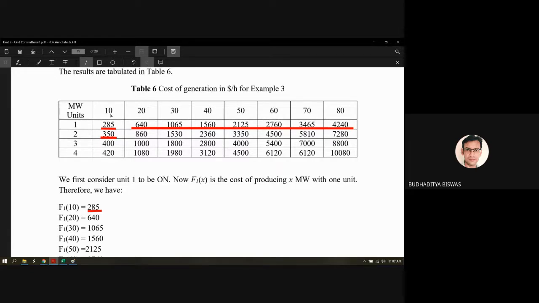So can somebody tell me what are the different combinations for producing the 80 megawatt using unit 1 and 2? It's not very complicated. Please think how to generate 80 megawatt using unit 1 and 2. What are the different combinations? Just say the combination. First combination is what? The 10 and 70, then 20. Yeah, 10 and 70 is correct, but this is the second one. First one, please say. No, 80. Oh, sorry, 70 and 10. 70 and 10 is the second one.